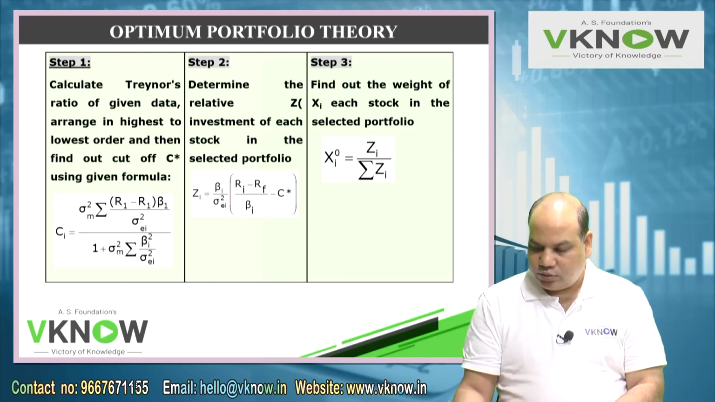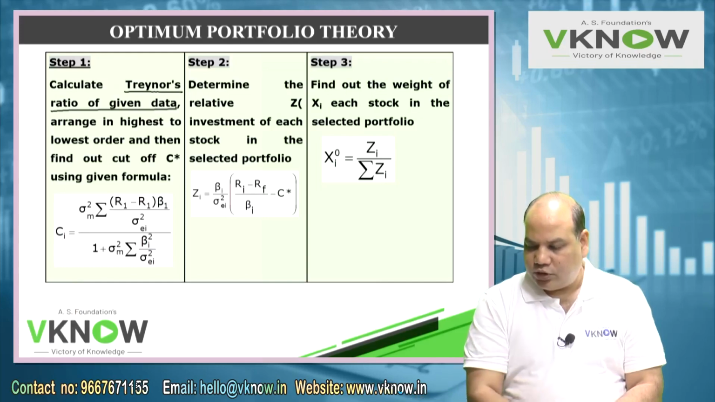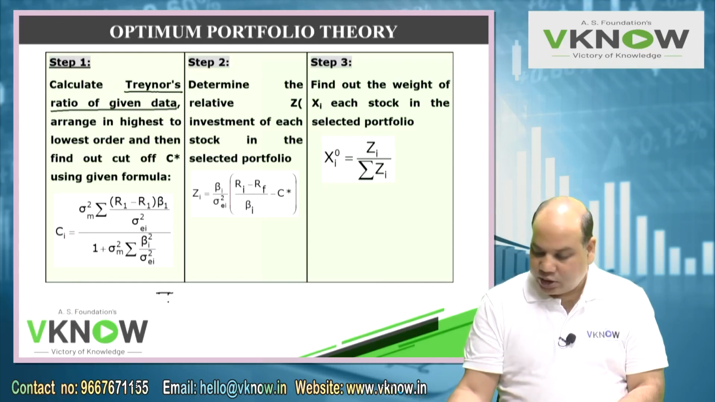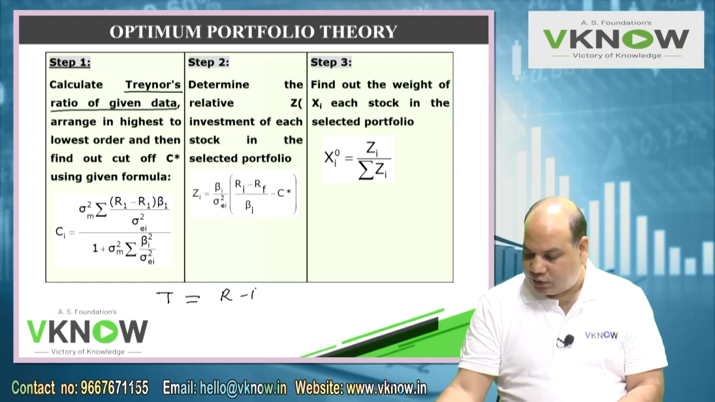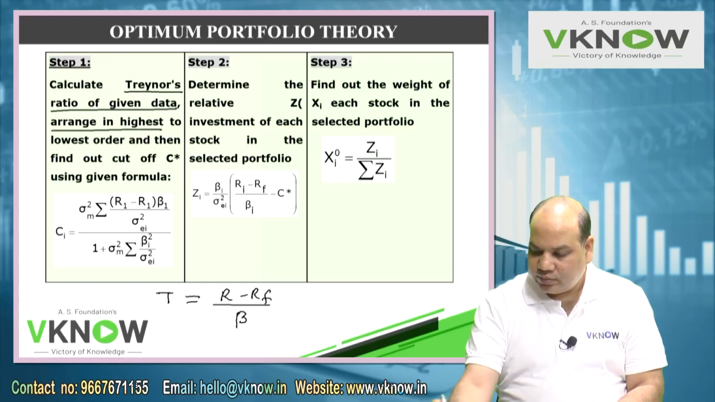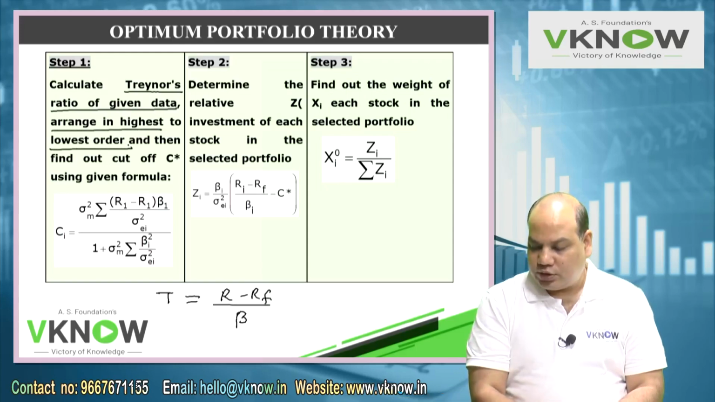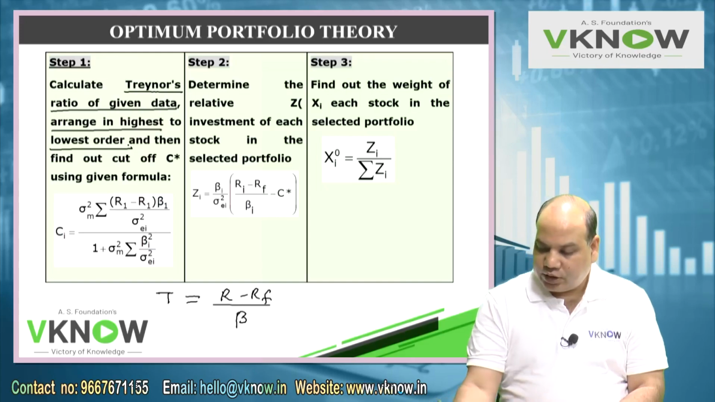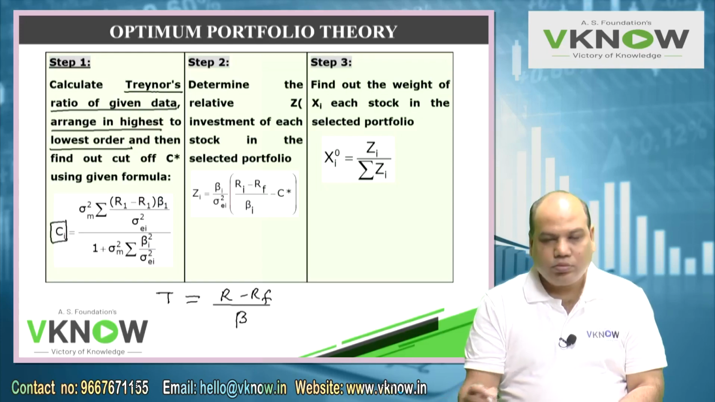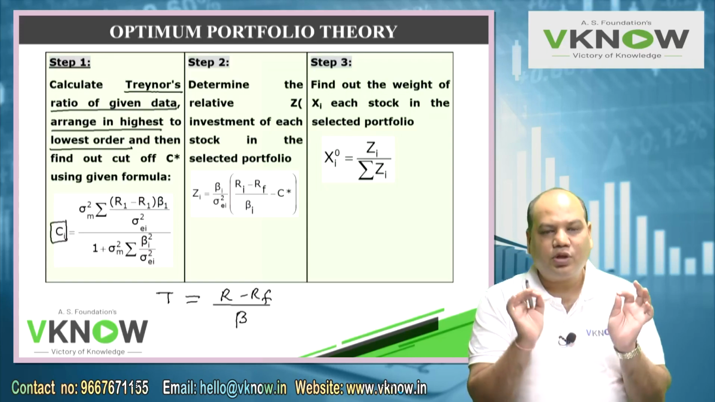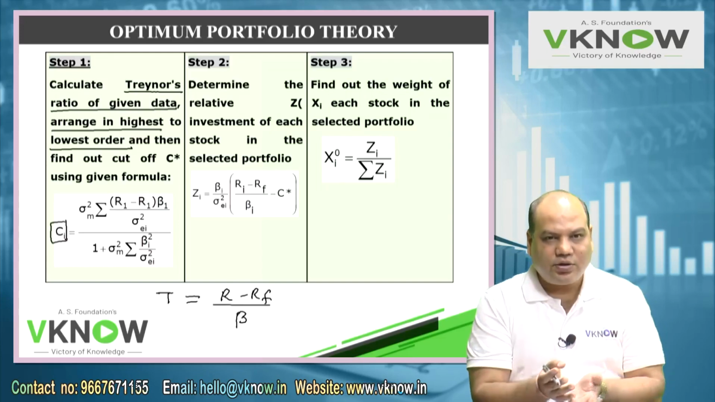So under that, first I will compute the Treynor ratio for each stock. Somewhere nearby write down, Treynor ratio is R minus RF upon beta, and then we will rank them from highest to lowest. After that, we'll compute the C value for all the stocks according to the ranking. First we will calculate C value for the highest rank, then next highest rank, like that.